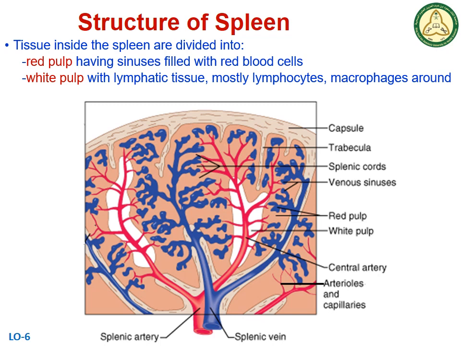The white color is the white pulp. It is lymphatic tissue, mostly lymphocytes, with macrophages around. One important thing is that the artery passes through this white area, not the veins. So in the cut section, the central part of this white pulp contains arteries, and in the red part you will find the veins. This is very important. Small branches of the splenic artery are called central arteries, so these are the arteries running in the white pulp.